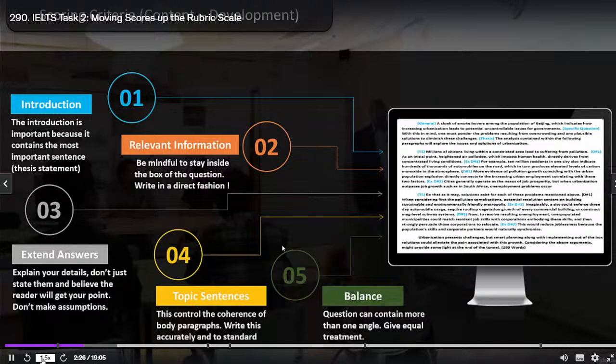Number 4, topic sentences. Topic sentences have a dual role. They support the thesis statement and they control the idea of the paragraph. If you don't have properly written topic sentences, you are destroying your score.